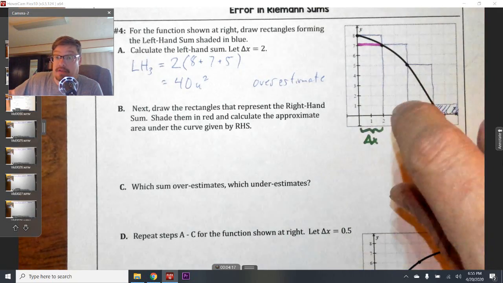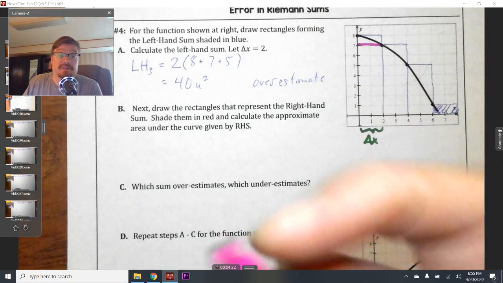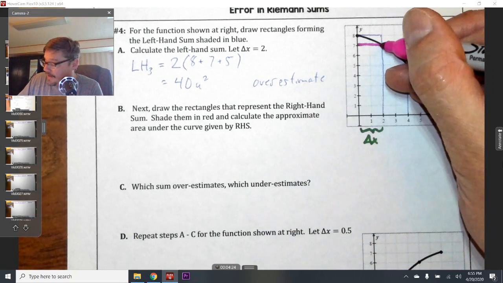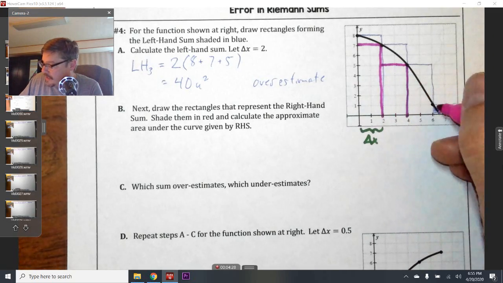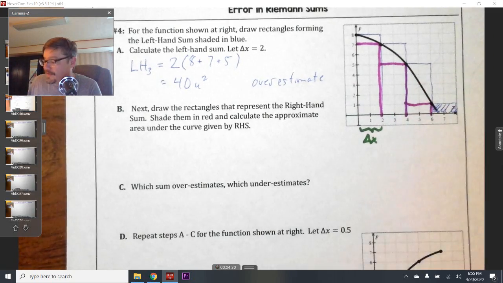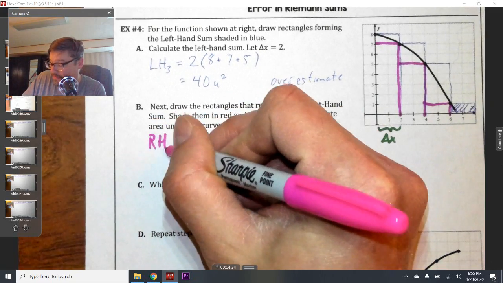Now that's going to change if my function actually increased. It would be the other way around, vice versa. So here I have this one, there's my next one, and then finally this one. Now this will be a big underestimate. So let's do right hand 3.